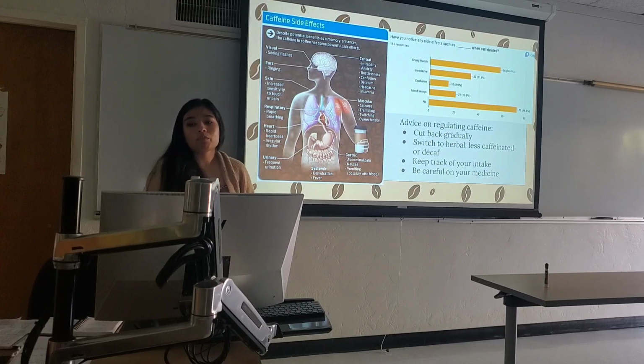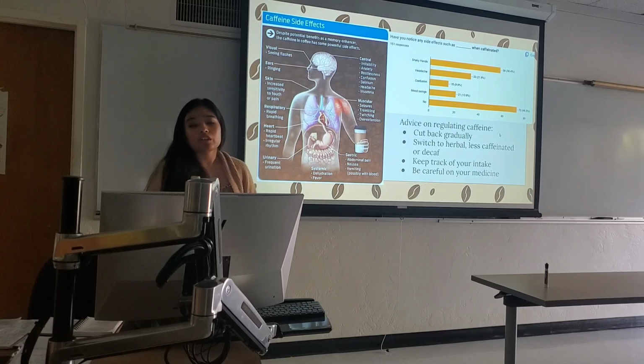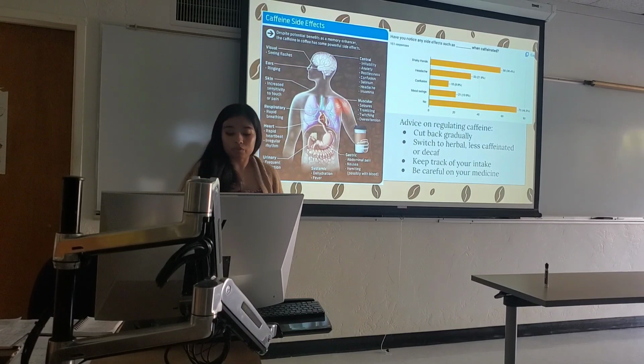As well, be careful with the medicine that you take. Some medicine can have caffeine and can be very high in it, so it can easily affect you if you don't check.